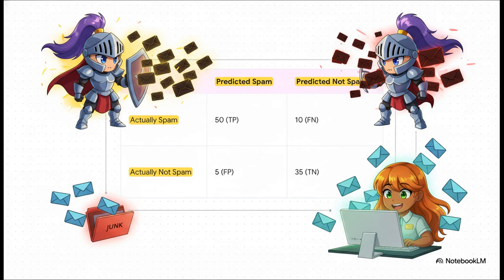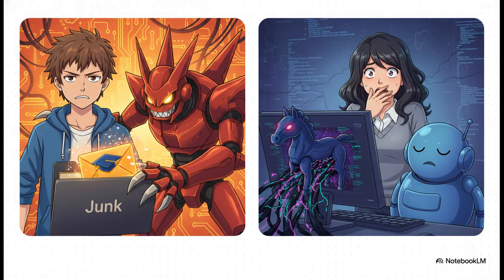Look at the top left corner. True positives. We correctly flagged 50 emails as spam. Awesome. Now, bottom right. True negatives. We correctly identified 35 legitimate emails. Perfect. But now, let's look at the other two boxes, where things got messy. We have 10 false negatives, that's spam that we missed, and 5 false positives, that's good email that we accidentally junked. And this is the whole point.